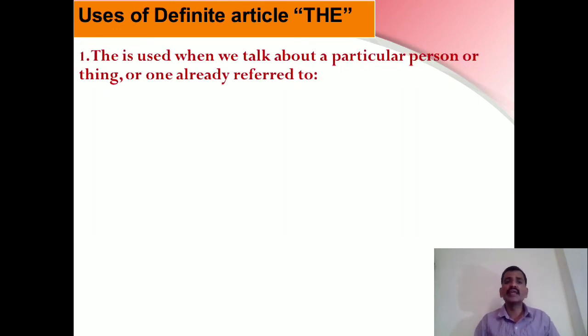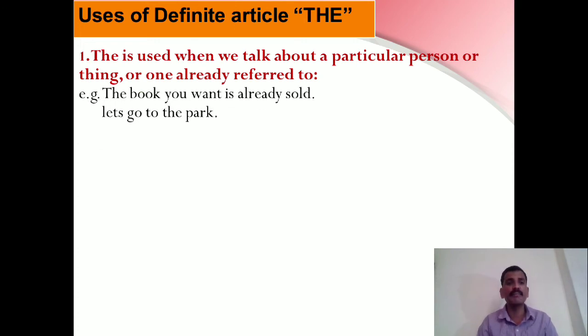Now we'll try to understand the definite article "the". Why is "the" called the definite article? Because whenever we are talking about certain things which are known to us, or we have exact information about that particular person or thing, there we can use the definite article. The first rule says "the" is used when we talk about a particular person or thing or one already referred to. For example, the book you want is already sold. The book, which book? The book about which I know the exact information. I have seen that book. Let's go to the park. The park is an exact, certain, definite thing.